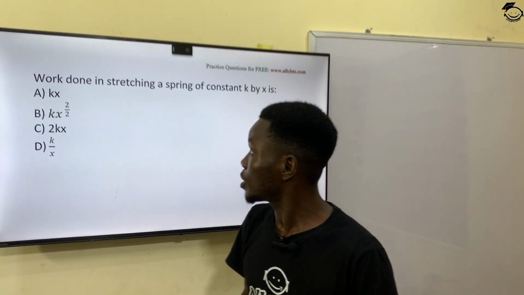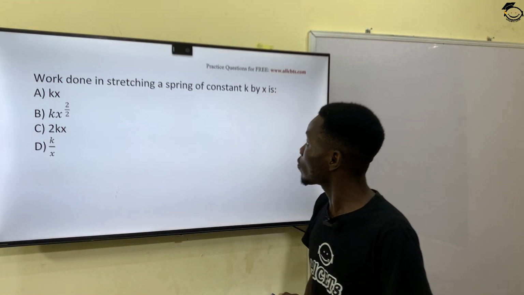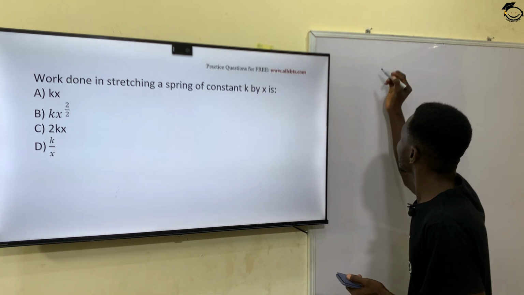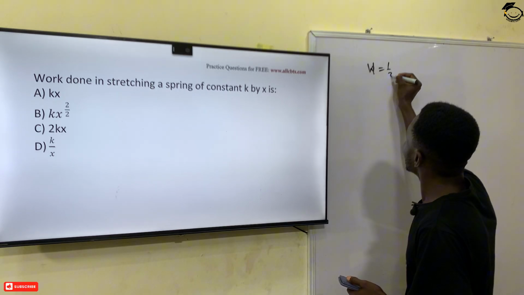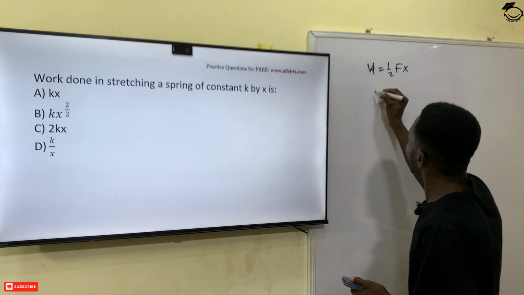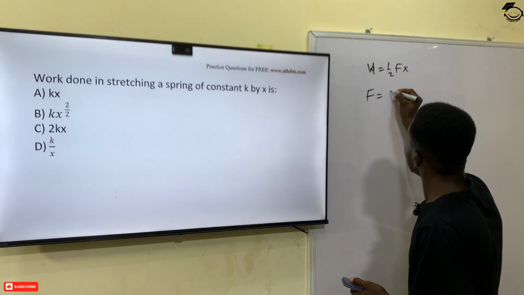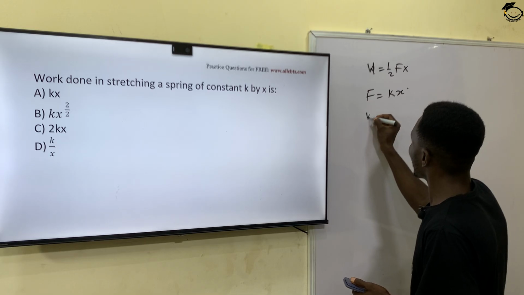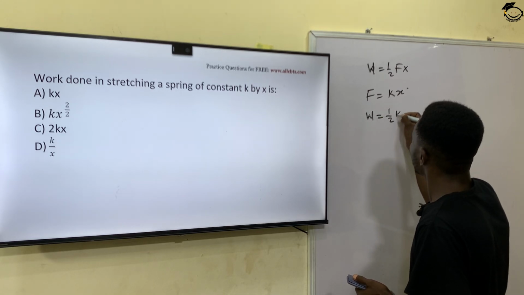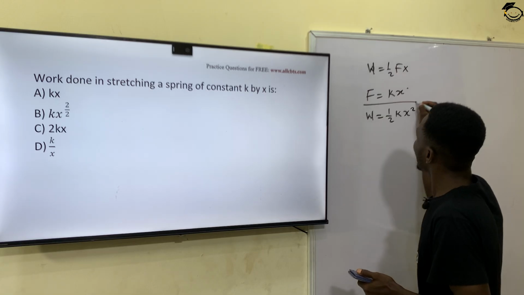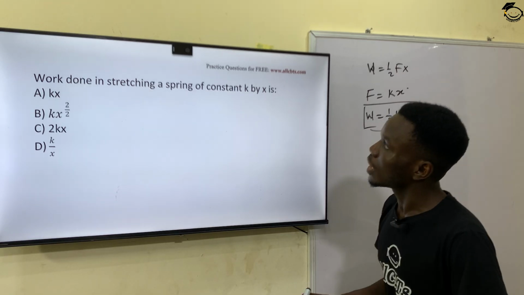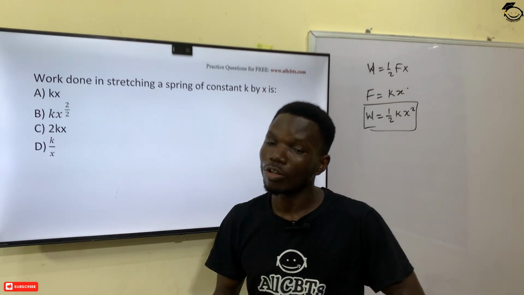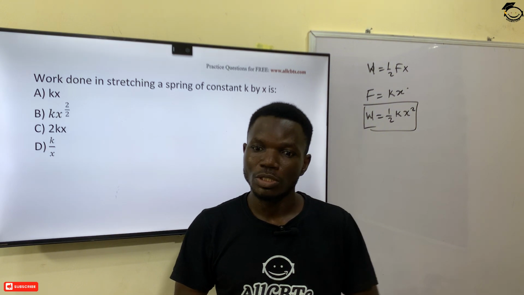The next question says: the work done in stretching a spring of constant K by X is dash. The work done on the spring is given as W equals 1 over 2 Fx, and we know that F equals Kx from Hooke's law of elasticity. So the work done is 1 over 2 Kx squared. That is the formula for calculating the work done on an elastic material such as a spring, and none of the options here is correct. Moving on to the next question.